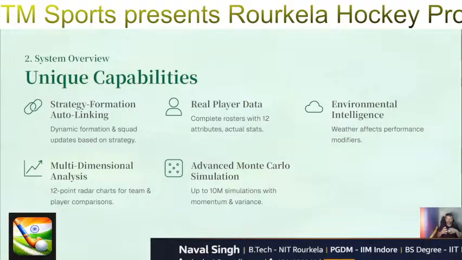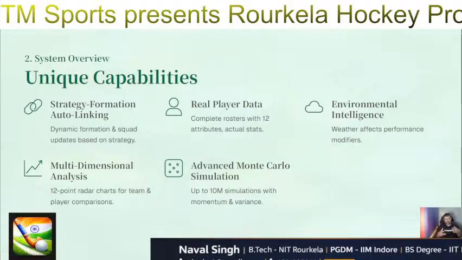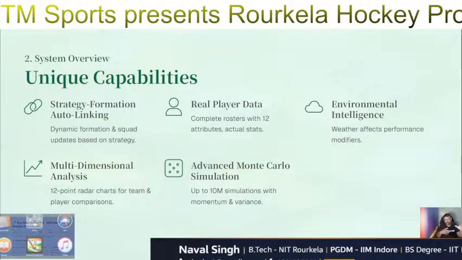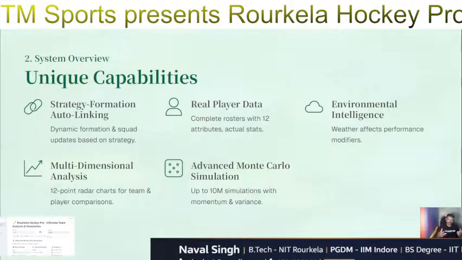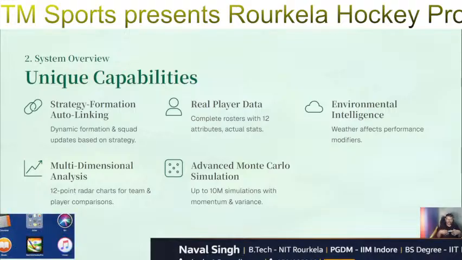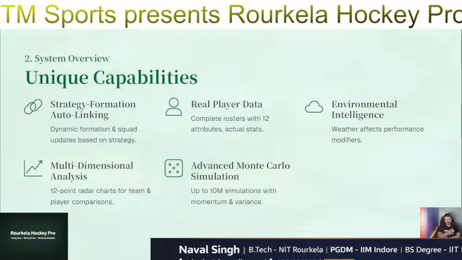So it's completely linked. It has real player data. It has rosters with 12 attributes and actual statistics. It has environmental intelligence built in because the weather affects performance. So these performance modifiers can be seen. We have multi-dimensional analysis of players. So we have 12-point radar charts for team and player comparisons, and we are using advanced Monte Carlo simulation for bringing in momentum and variance, and addressing any randomness or any surprise element during a game so that the same can be simulated.